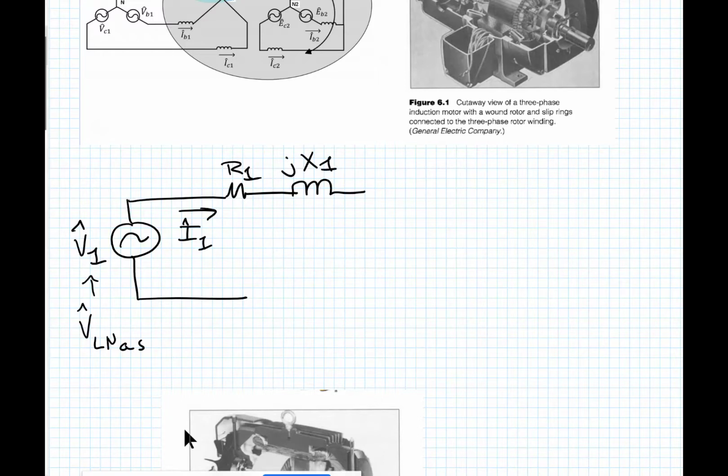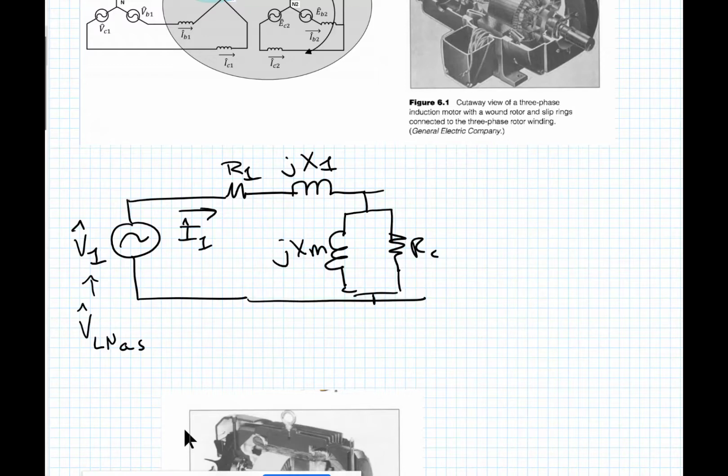This is X1 here. This is the magnetizing reactance. There's a core loss. It looks just like the single phase equivalent circuit of the transformer. I'm going to call this jX2. This is actually equal to jXR prime. So we don't worry about the turns ratios or anything on this because they all kind of fold into each other, and unless you're a machine designer, you really don't care.